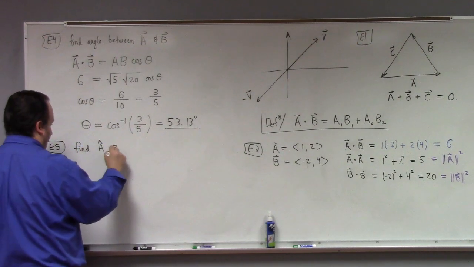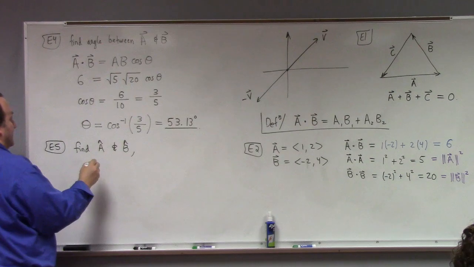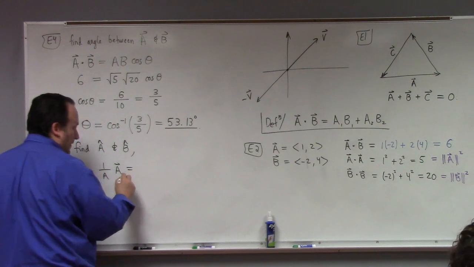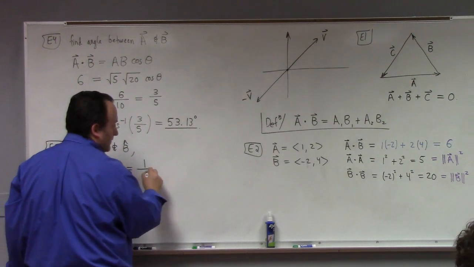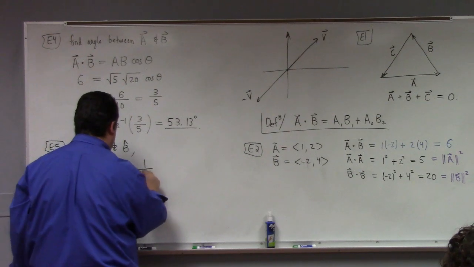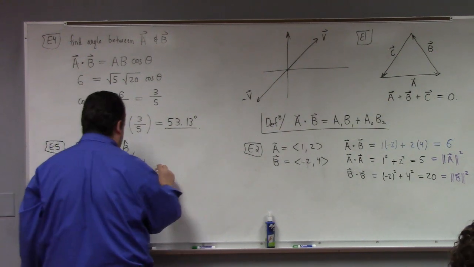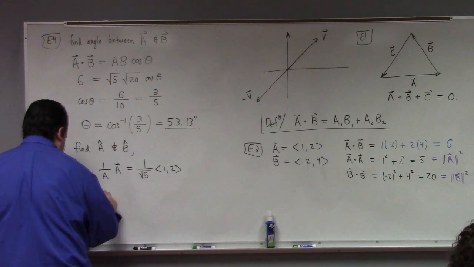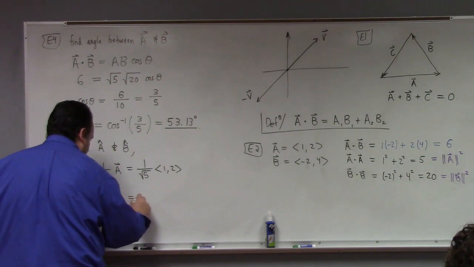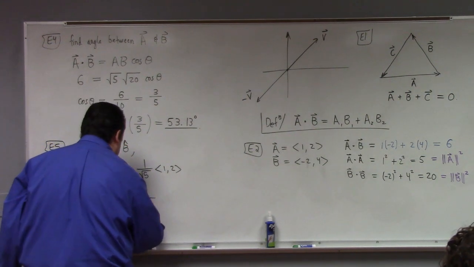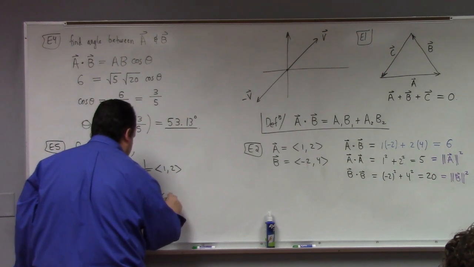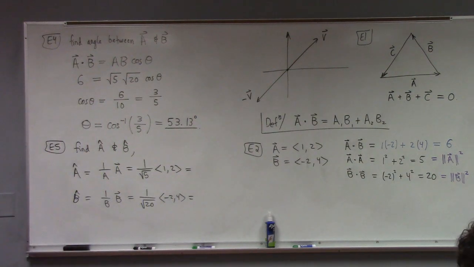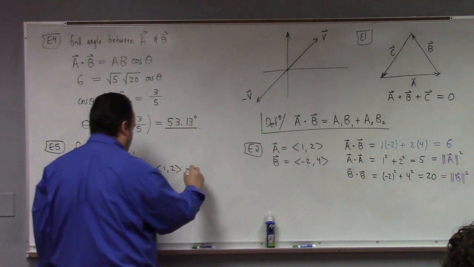Find A hat and B hat. This is going to be kind of anticlimactic. A hat is 1 over A times A vector. What's that here? 1 over the square root of 5 times, I'm still using the same A, 1, 2, right? And B hat, 1 over B times B vector, 1 over the square root of 20 times minus 2, 4. And of course, we could do better. So that would be 1 over root 5.